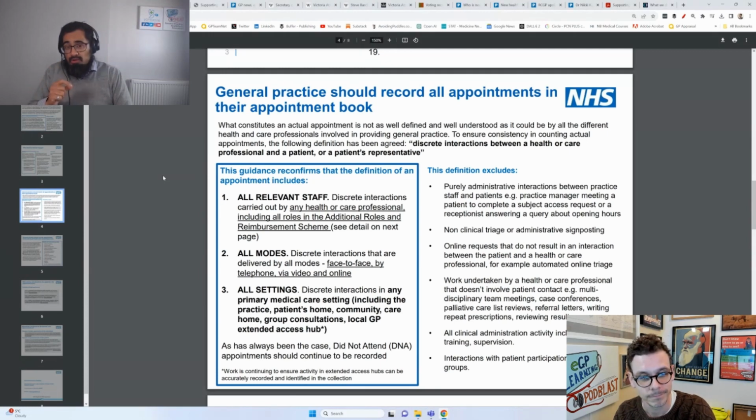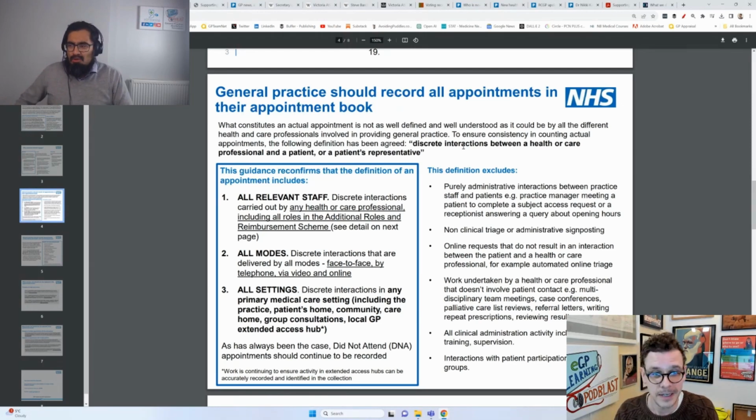What I thought was more useful on this particular slide is something that I think me and Andy haven't actually noticed before, which is what it excludes. And I think this is really important for practices in particular to be noting, because this is not what they will be counting when it comes to an appointment. So there's 5 things, I think 6 things on there, isn't there, Andy?